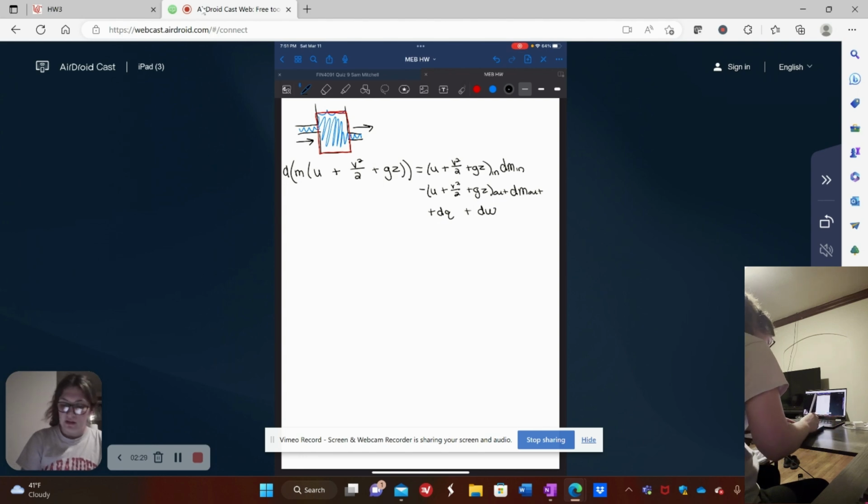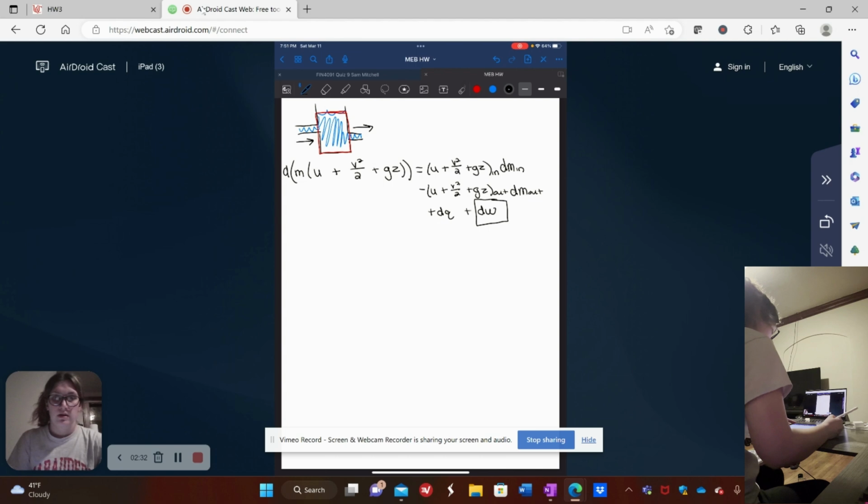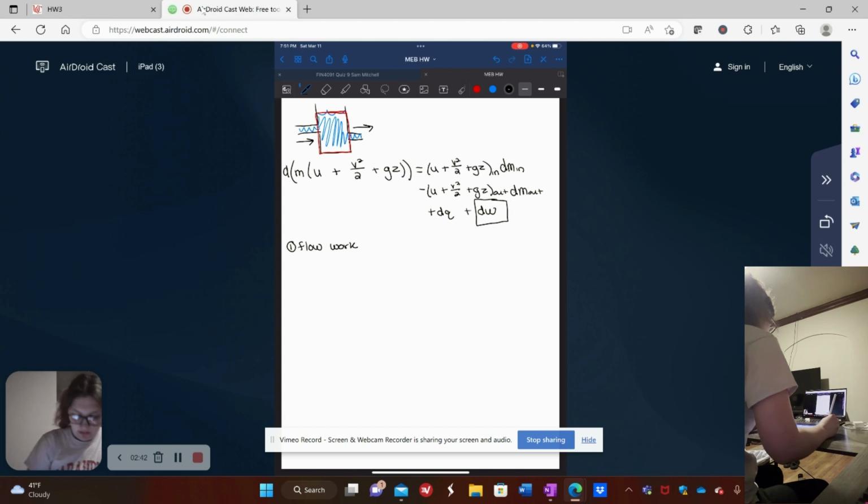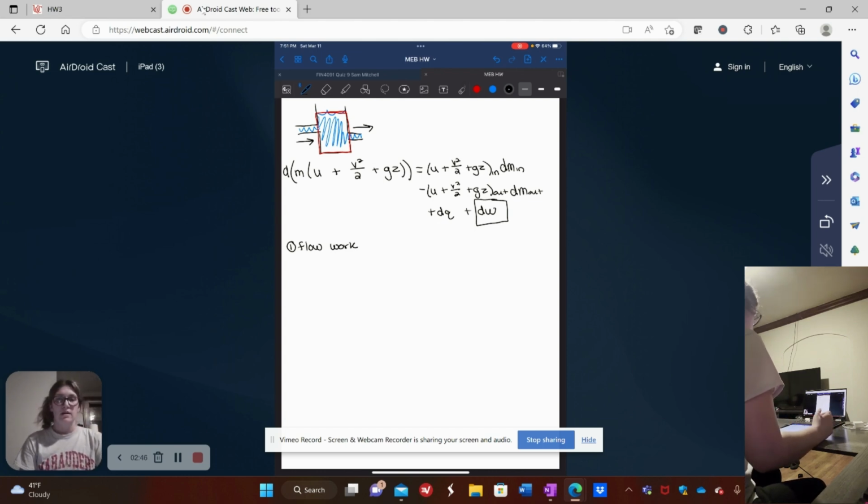So next we want to focus in on the work for the system. We want to break that into two parts. First we have the flow work, and this is the work done on the system as well as the work done by the system. We're going to look at the work done on the system first. Our work equation is force times distance. At the inlet, you're going to have a pressure pushing the fluid mass into the system, so we can say that that is our force: pressure at the inlet. And this is going to be over some volume, which is our distance, so we can do dV at the inlet.